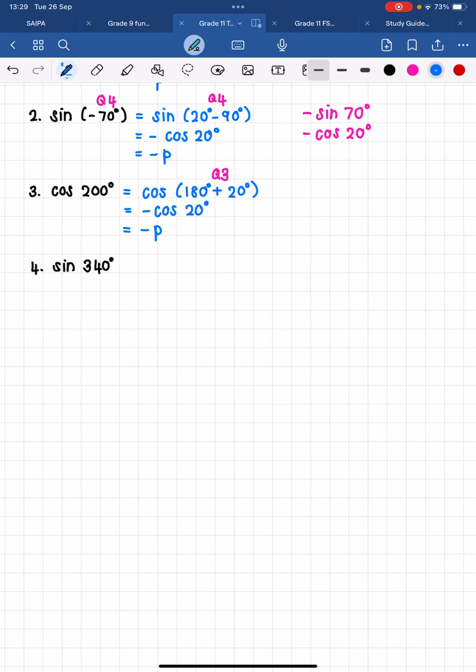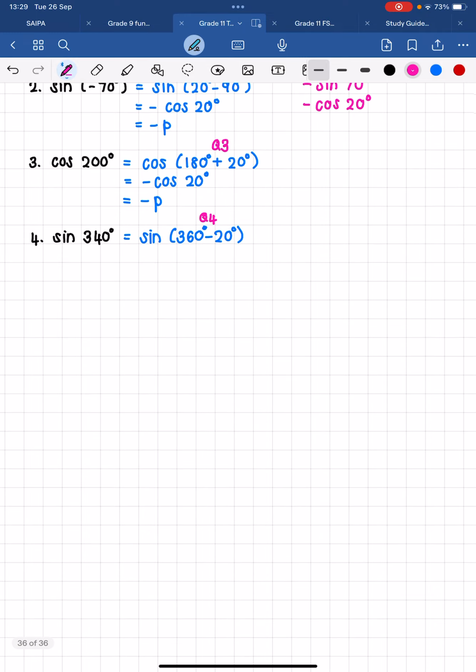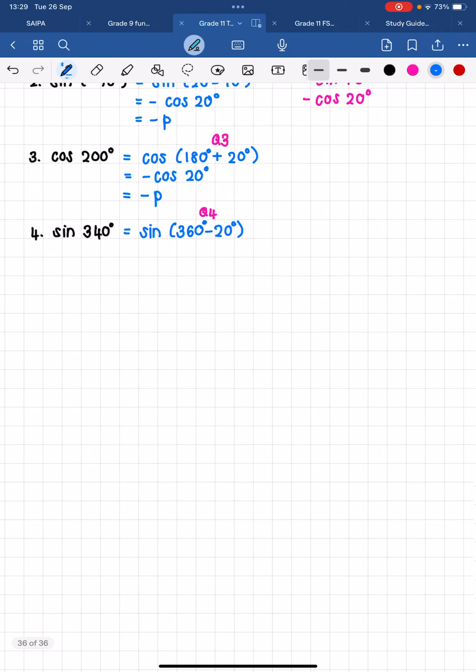Next one, sine 340. Sine 360 minus 20. Which quadrant is that? Which quadrant? 4. Do I have to sing before you guys give me an answer? Oh, of course, yes. All right, what is the sign of sine in the fourth quadrant? Negative.